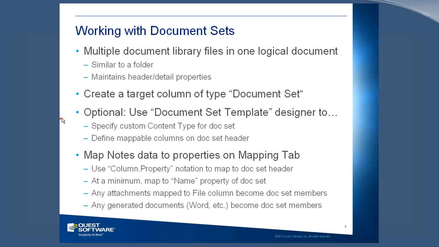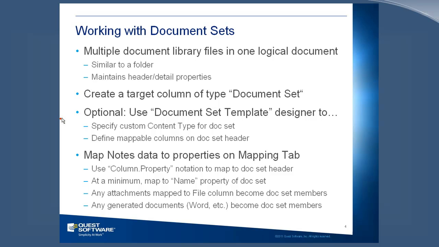So if you want to create a document set in a migration job, you would go into your target data definition and create a column of type document set. And you can just use a generic document set, or if you want to, you can use our document set template designer to load in a custom content type. So if you've created a custom content type for a document set, we can load that in, or we can just create the generic document set types. Once you've created your document set column in our target data definition, then you can simply map data to it. So we have the same column dot property name notation that I showed you before for Word documents and PDF documents and things like that.